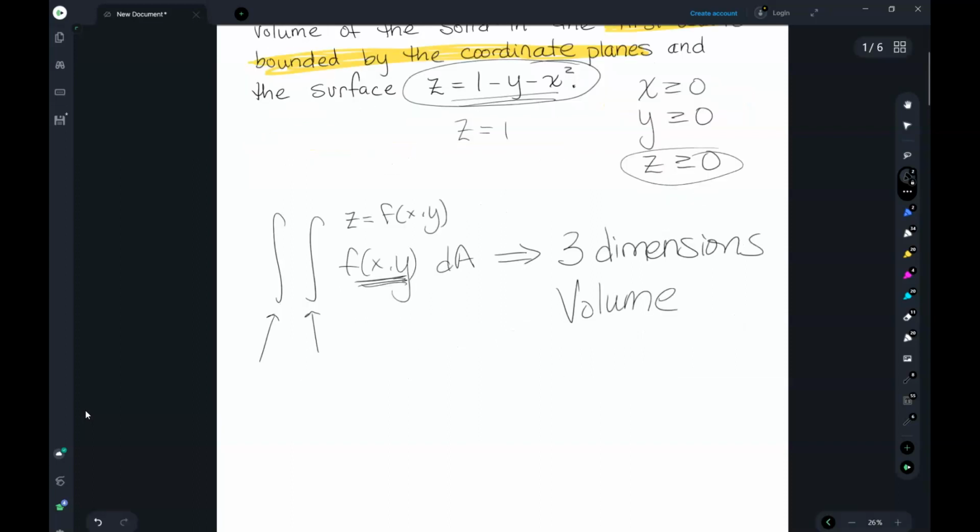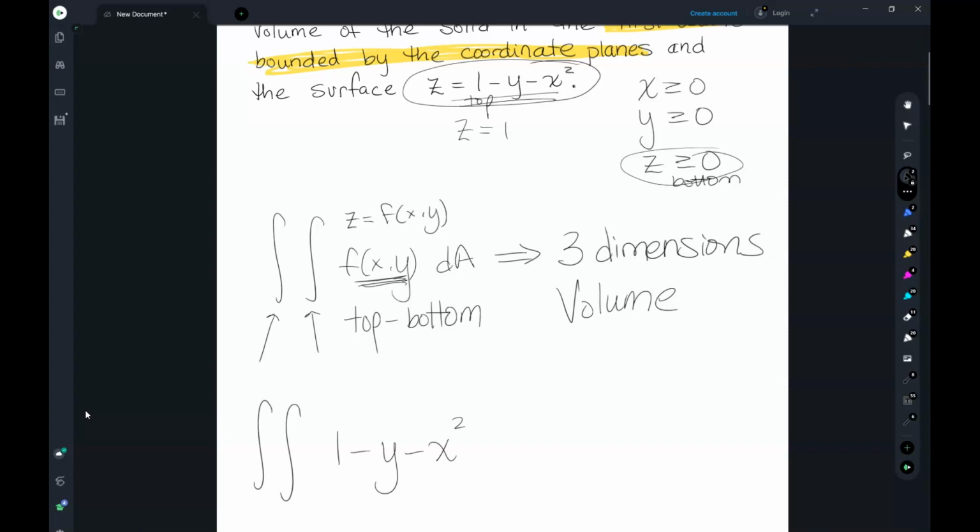So for our integrand, from Calculus 2, we can insert the expression top function minus bottom function. We said this was going to be our top function, and then z equals 0 is going to be our bottom function. So if we subtract 0, it's not going to do anything. So really, we're just going to be using 1 minus y minus x squared as our integrand.